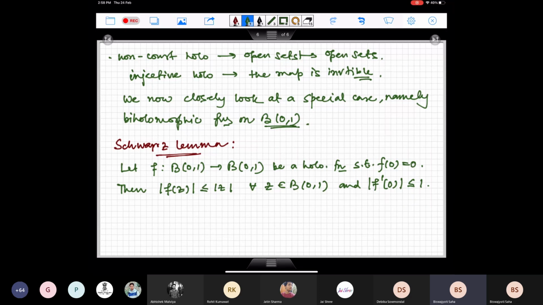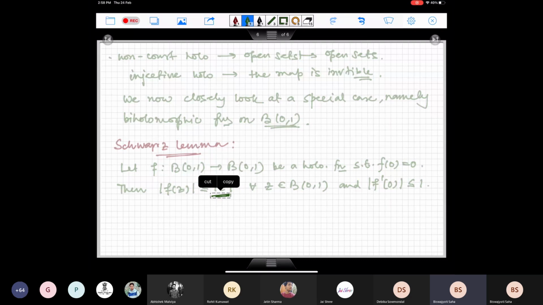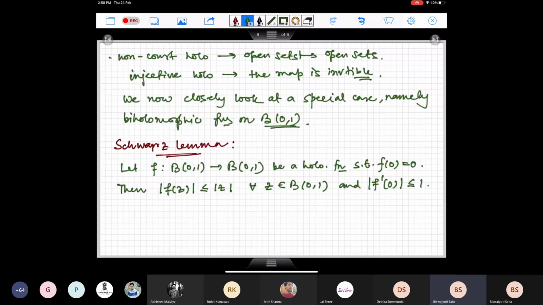From the statement itself you can imagine that mod of z is at its maximum on the boundary, which is equal to 1. So somehow this whole thing is going to involve the maximum modulus principle. Intuitively, if you think of it in that way, then you are not too far. Indeed, that's the case. This Schwarz lemma is going to come from the maximum modulus principle. This is the first statement in Schwarz lemma, but we can also do a little bit better.